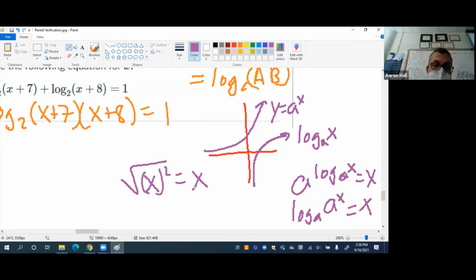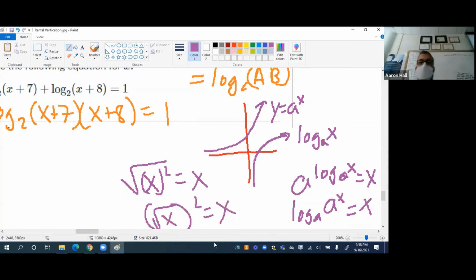Just like if I have the square root of x squared, this has to be x. Or if I have x squared and inside we have the square root, this has to be x. They're inverses. They undo each other. So let's go back here.